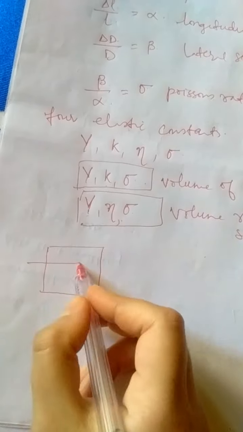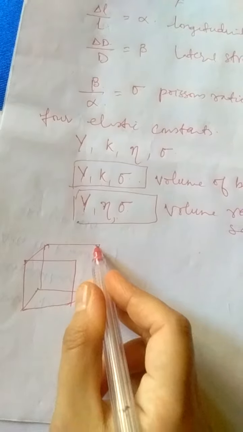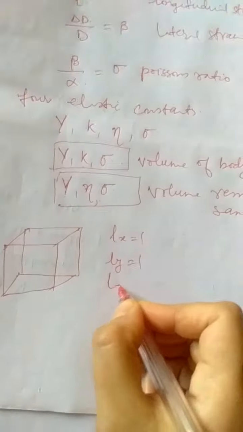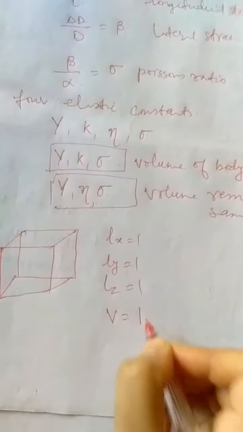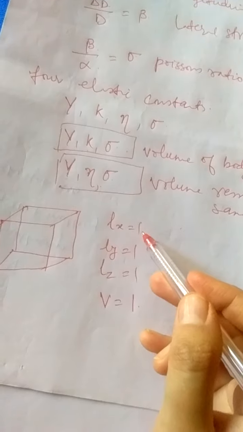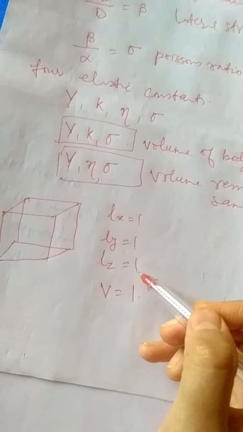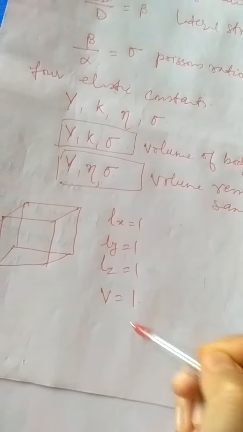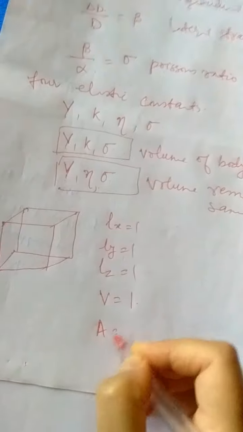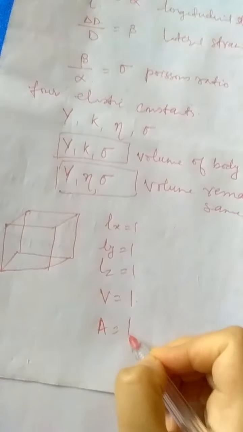Now let's do that. Suppose you have a cube of unit length, breadth and height, that is Lx is 1, Ly is 1, Lz is 1. So what is the volume? Volume is also 1. Suppose it is a unit meter or unit centimeter, so the volume is also 1 meter cube or 1 centimeter cube. Similarly, the area of each face is also 1 meter square or 1 centimeter square, right?